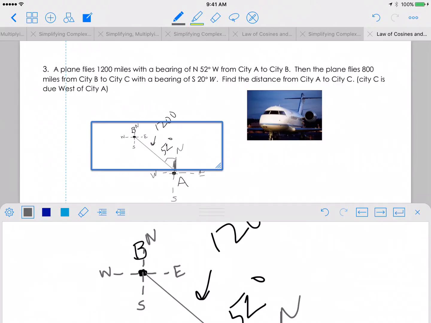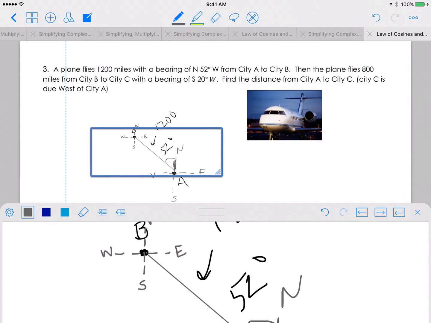So you might want to look at this bottom screen, because it's going to show up a little bit better. It's going to zoom in more. So you're going to fly south, and then you're going to turn 20 degrees west. So we have something like that. Our angle right here is 20 degrees, and then we have a length of 800 miles. Okay, so I'm hoping you can get that started, at least.